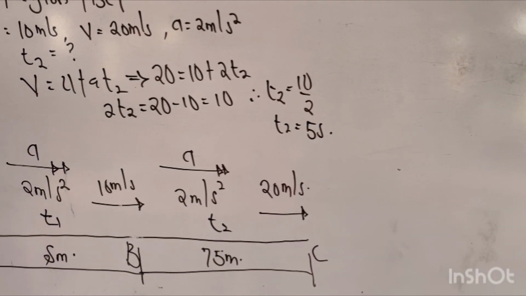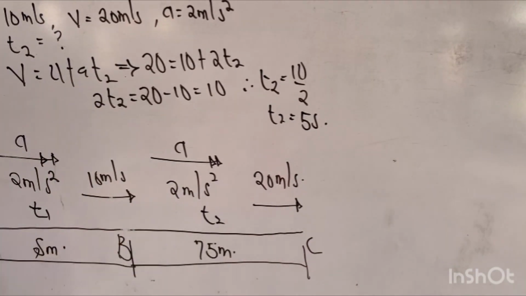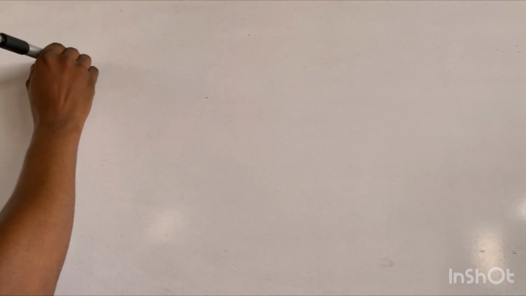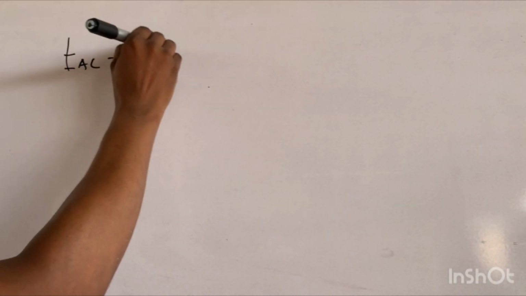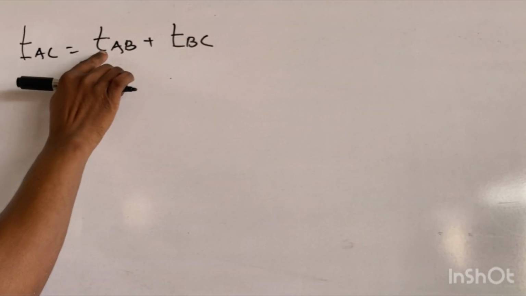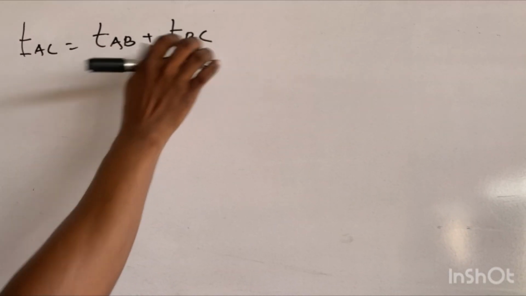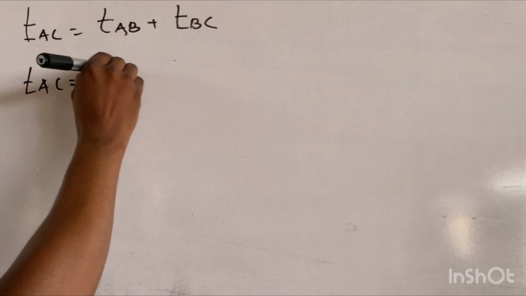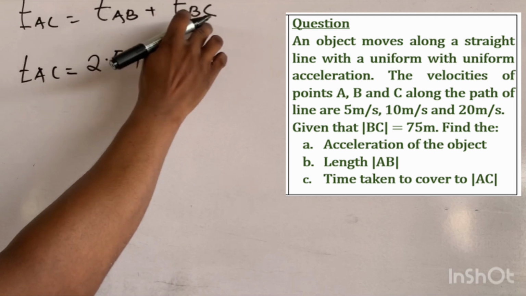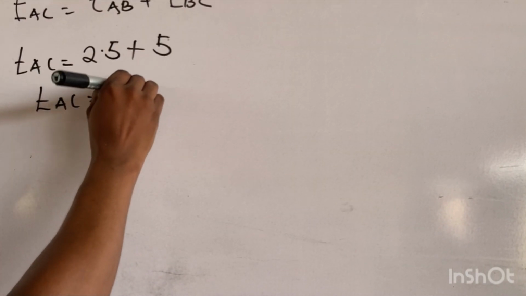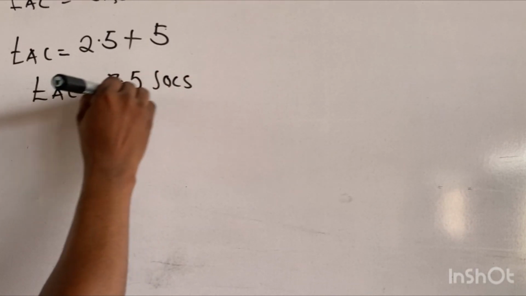So what is now the total time spent from A to C? To get the total time the body spent from A to C, I'm going to have TAC is now TAB plus TBC. That's the time spent from A to B plus the time spent from B to C. So TAC: the time spent from A to B is 2.5, and the time spent from B to C is 5. If I add up, time AC now gives us 7.5 seconds.